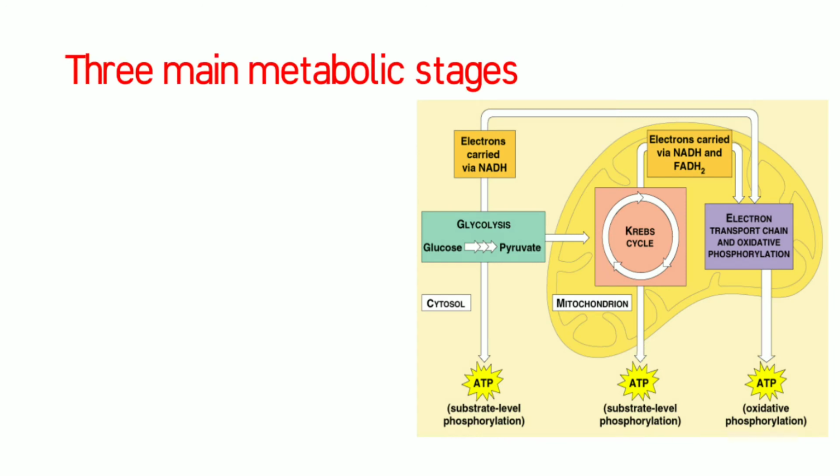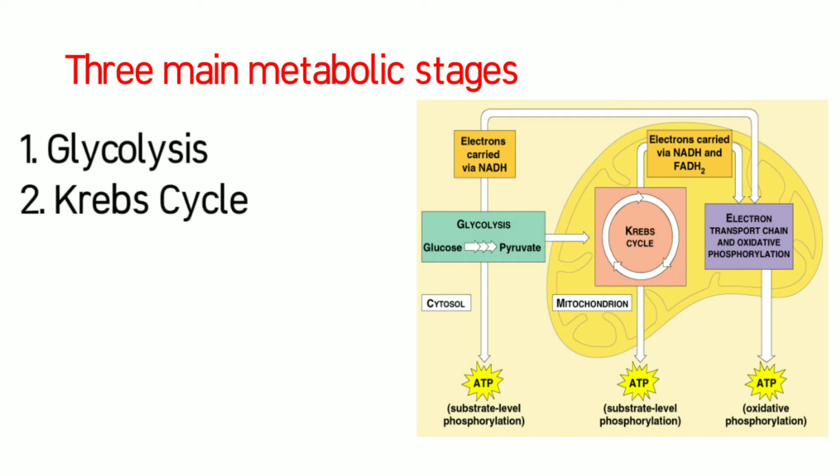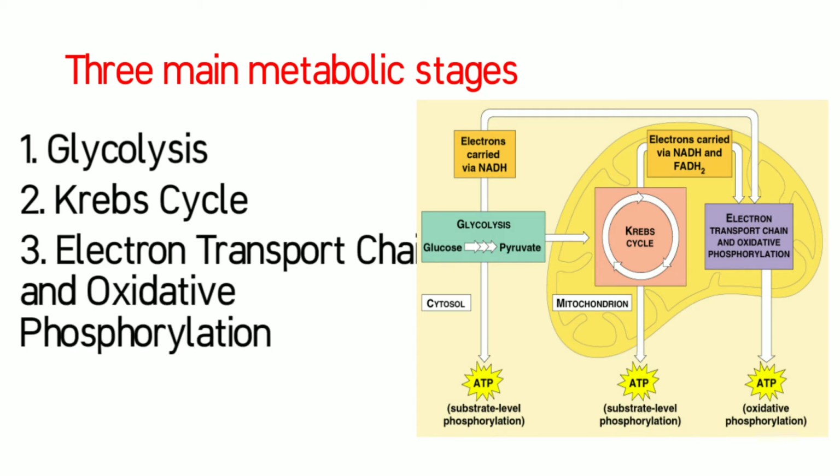Okay, so cellular respiration involves three main metabolic stages. These are glycolysis, which occurs in the cytoplasm of a eukaryotic and prokaryotic cell. Next, we have the Krebs cycle or the citric acid cycle, which occurs in the matrix of the mitochondria. And lastly, we have the electron transport chain or the oxidative phosphorylation, and this third stage occurs in the inner membrane of the mitochondria. Okay, so now let's discuss the first metabolic stage of cellular respiration, which is glycolysis.